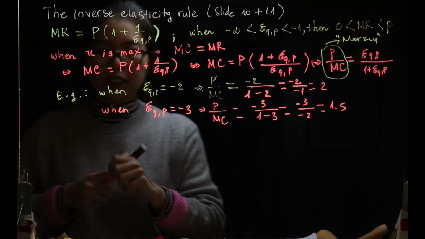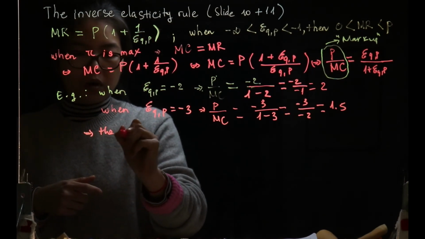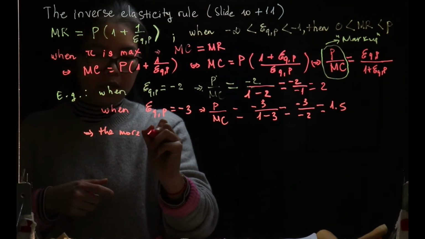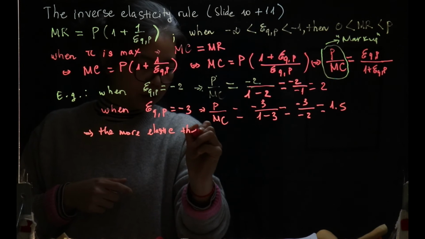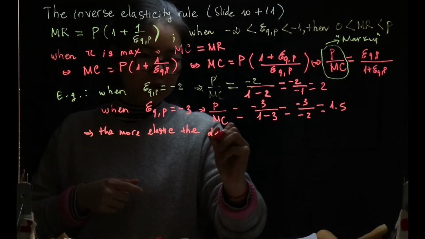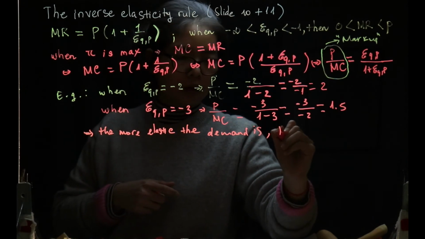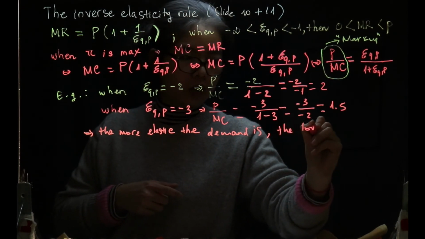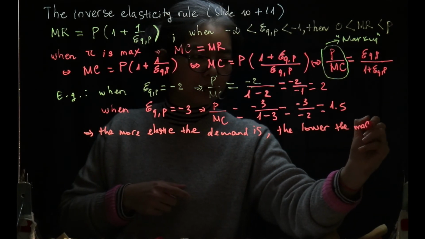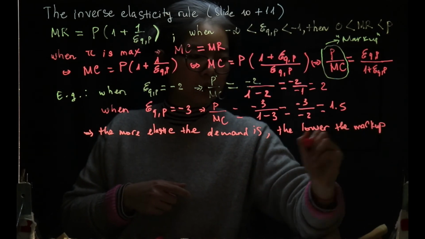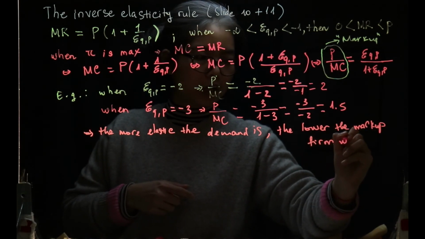So the implication here is that the more elastic the demand is, the lower the markup the firm will get.